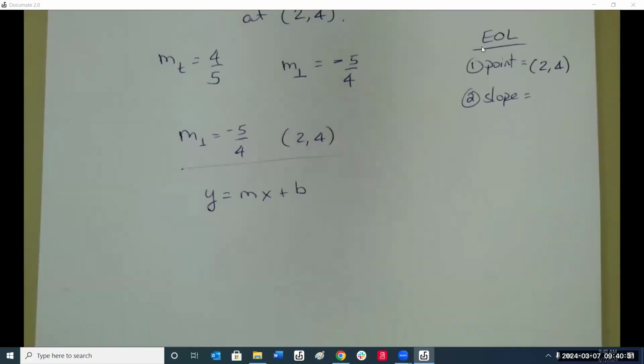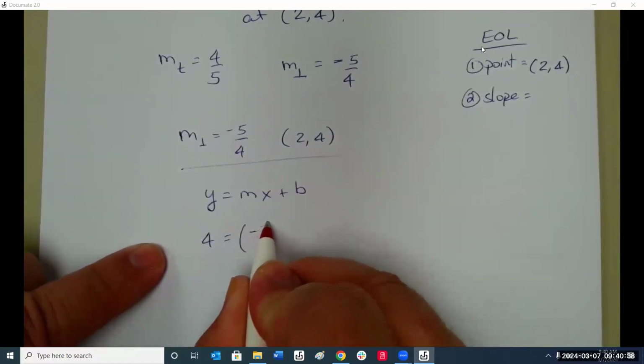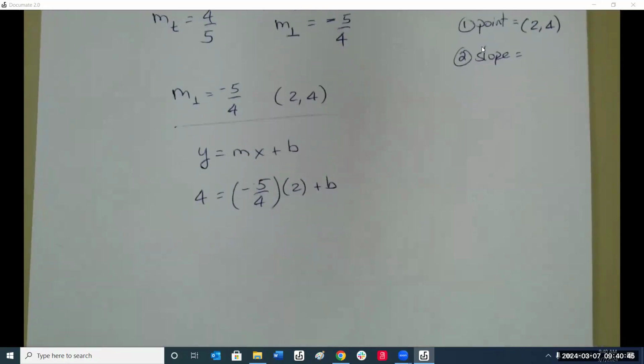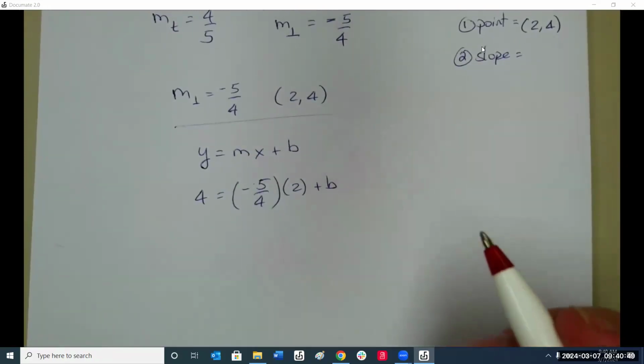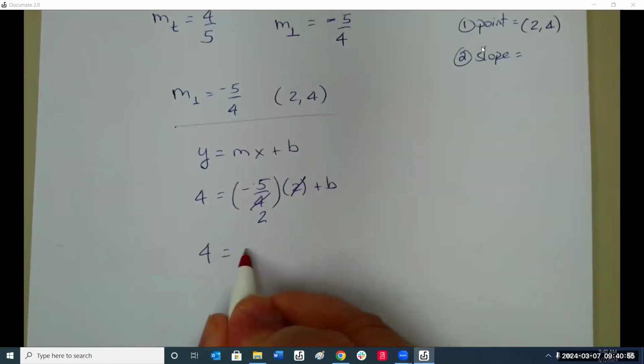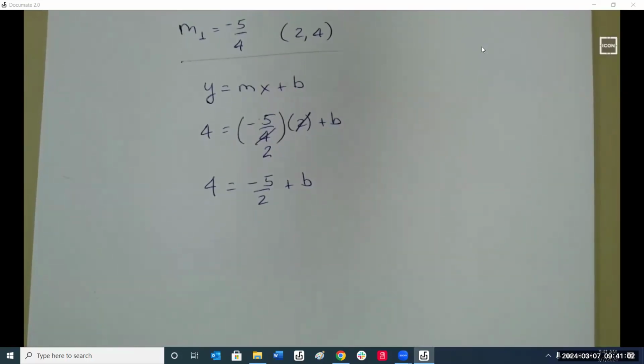We've got to find the equation. 4 equals negative 5/4 times 2 plus b. The 2 and the 4 cancel. Negative 5/2 plus b. Everybody okay with what we're doing so far? So the slope of the tangent line is the first derivative. The normal slope is the negative reciprocal: flip it and change the sign. And the rest of it's the same.